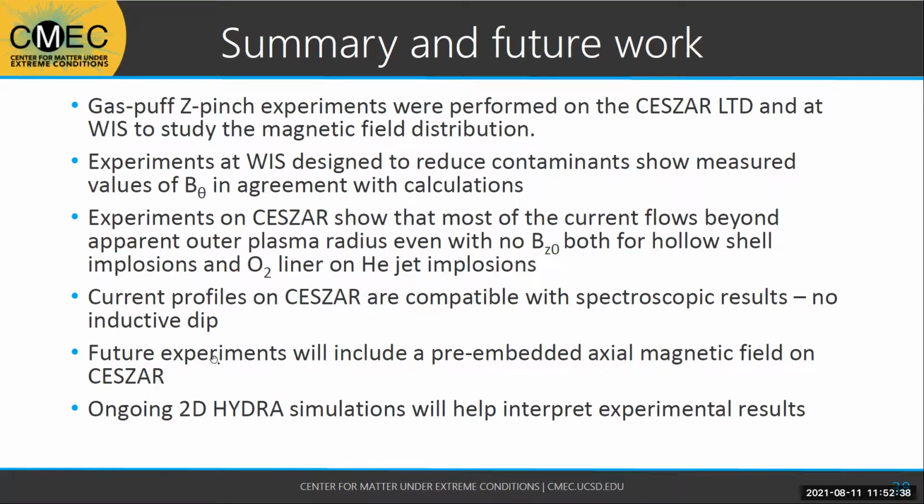In addition to that, the next set of experiments will also include the axial magnetic field system on CESZAR, which has already been built and tested, to see what kind of effect that has on the magnetic field distributions as well. And also, we are working to improve the hydro simulations and run them in 2D to help interpret the experimental results. So that's the end of what I have. Thanks for listening, and happy to talk about this more if anyone has questions.